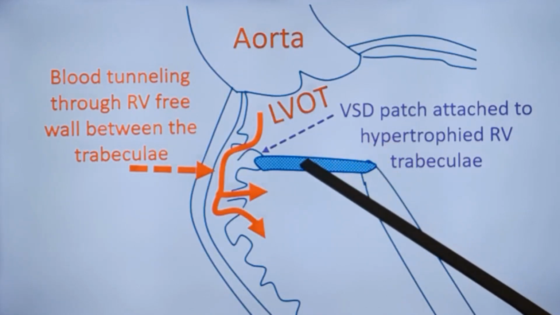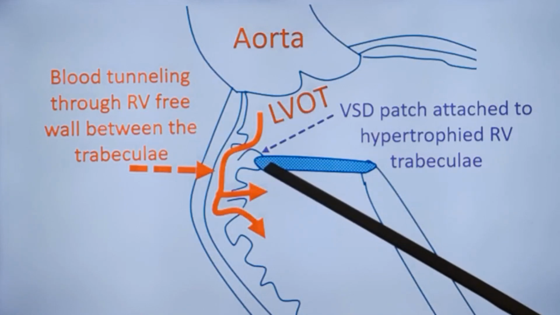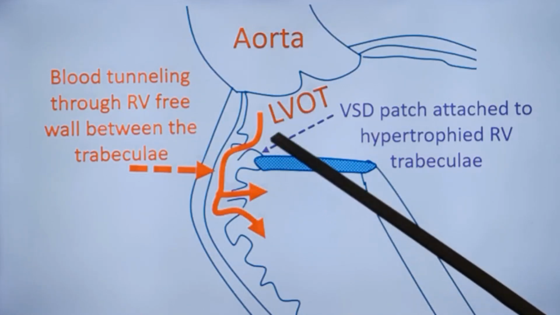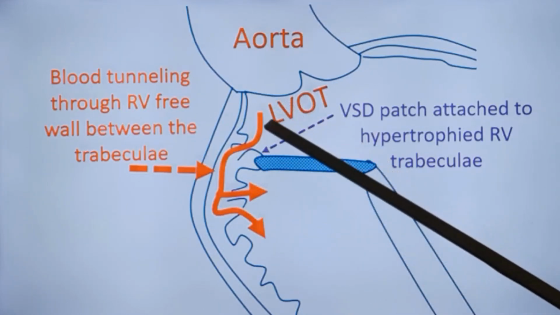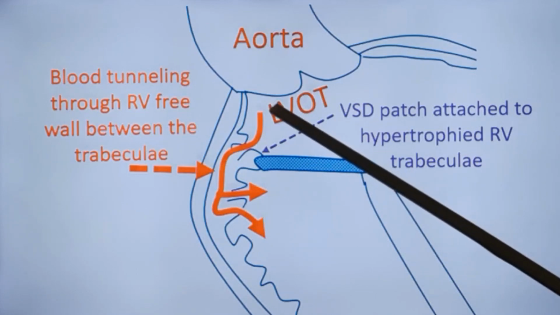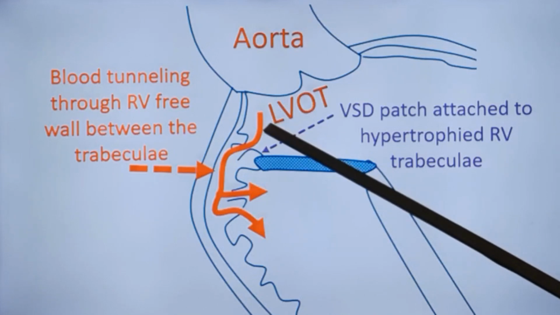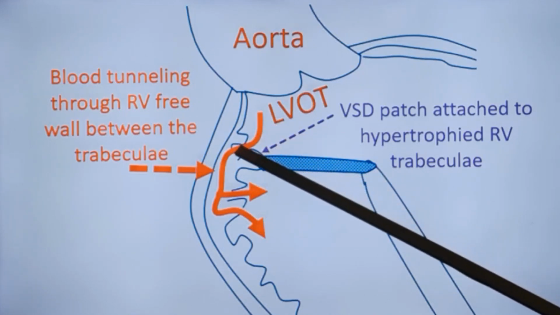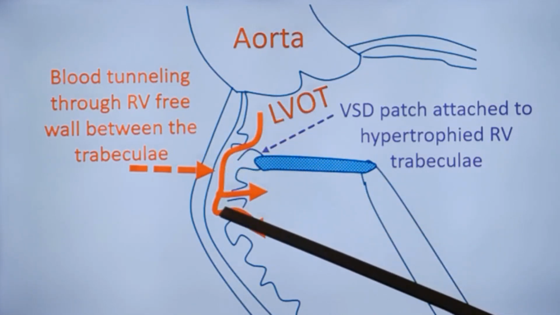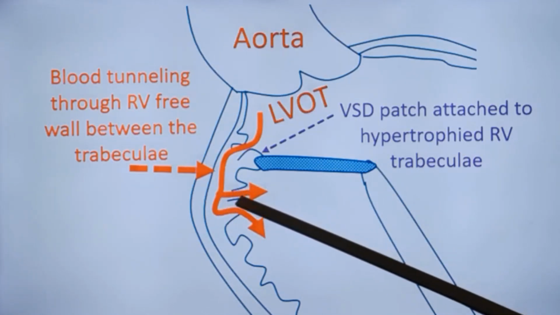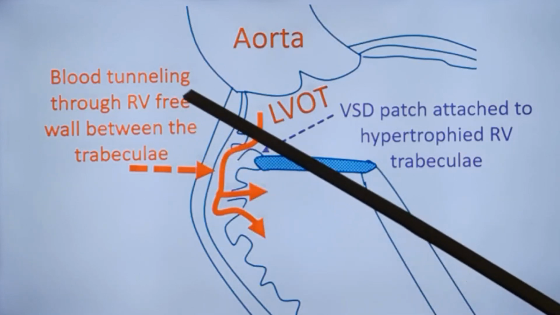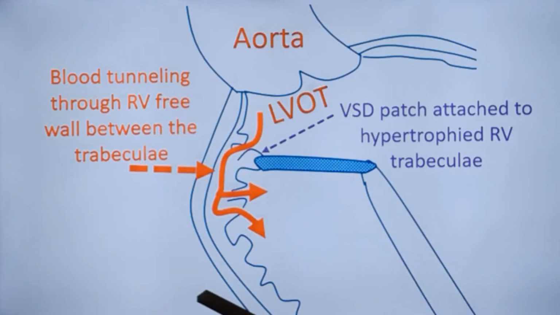The patch is attached to a hypertrophied right ventricular trabeculae. There is an incomplete seal and a channel can persist from below the aortic valve in the left ventricular outflow tract through the muscle. That is why it is called intramural, and it can exit into the right ventricle at one or more points. The blood tunnels between the trabeculae of the right ventricle.